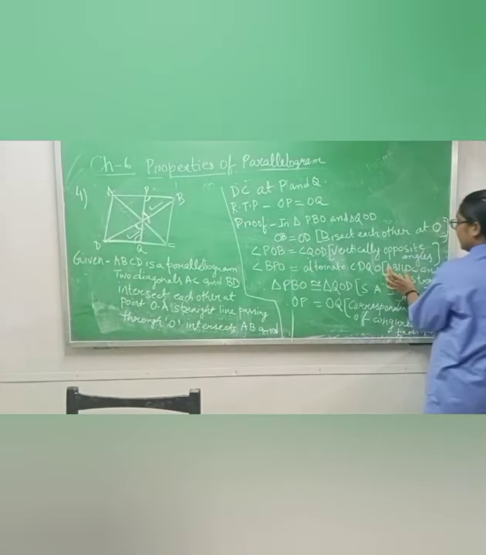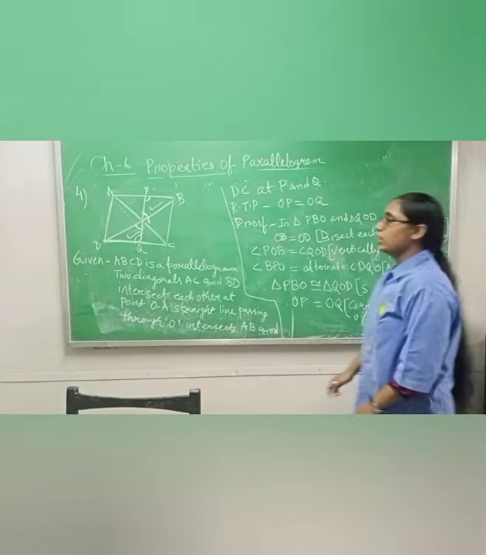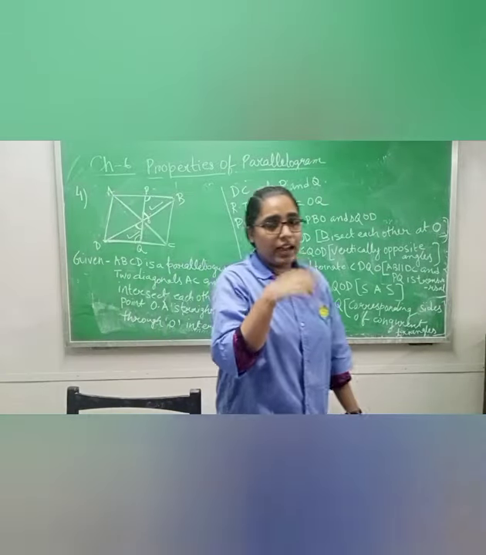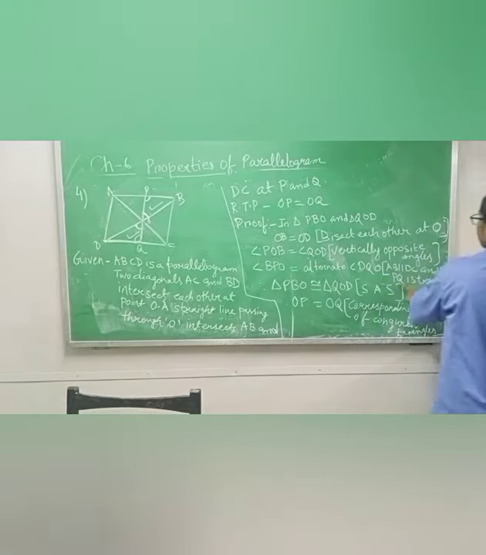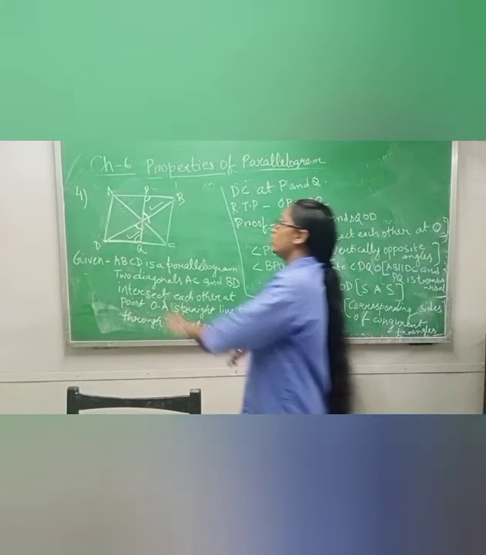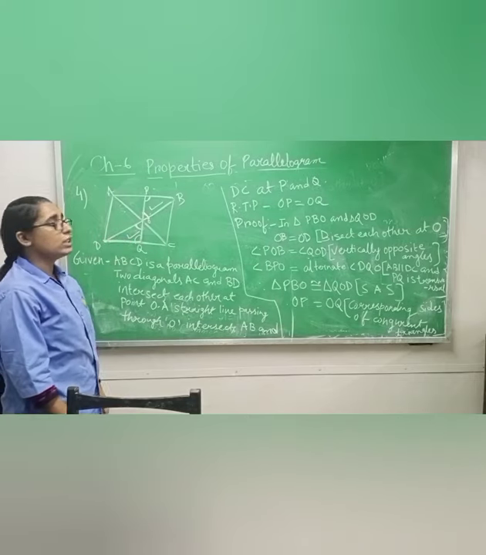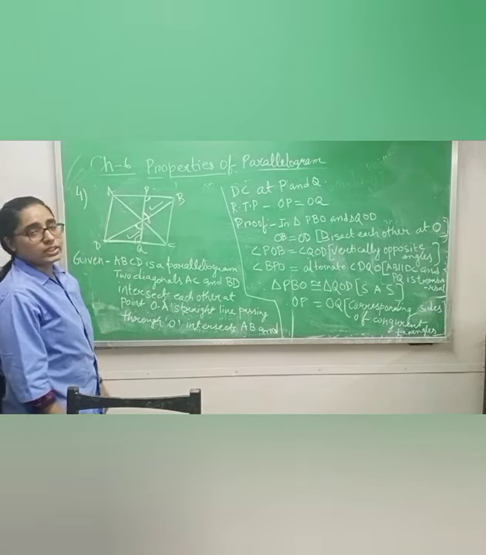These are also given. AB is parallel to DC. If two lines are parallel, then their angles are alternate angles. And PQ is the transversal, and PQ is the common side where they are making the angles. That is why they both are alternate angles.